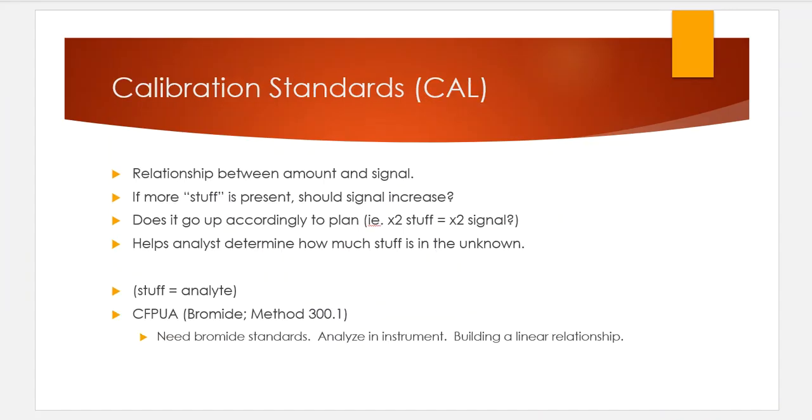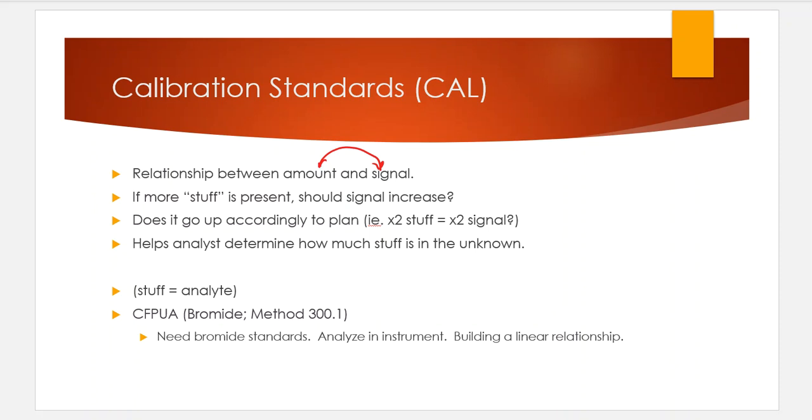All right, so if we need to sum it all up, calibration standards, abbreviated CAL, establish a relationship between the amount of stuff and the signal that you're getting from the piece of equipment. If more stuff is there, signal should go up, of course, and it should go up accordingly most of the time. So if you double the concentration, the signal should double. If you triple the concentration, the signal should triple.